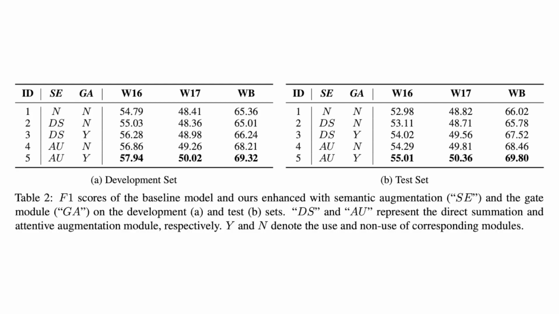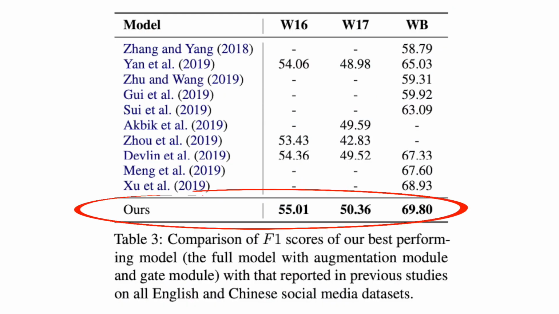Here are the results of the overall exploration of the proposed attention-based augmentation module and the gate module. The first thing I would like to point out here is that the direct summation has led to lower performance than the baseline approach of no semantic augmentation and gate module. On the other hand, the attention-based augmentation module has consistently outperformed the baseline model on all datasets. Models with the gate module achieve far better performance than without. This tells us that the information from the context encoder and the attentive augmentation module varies, and the model should adjust accordingly depending on the context. Overall, our best performing model outperformed the other baseline models on all datasets, as you can see here.